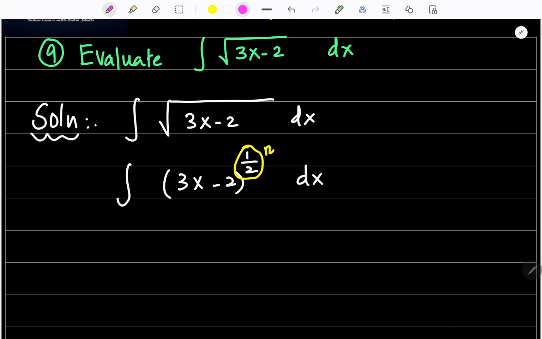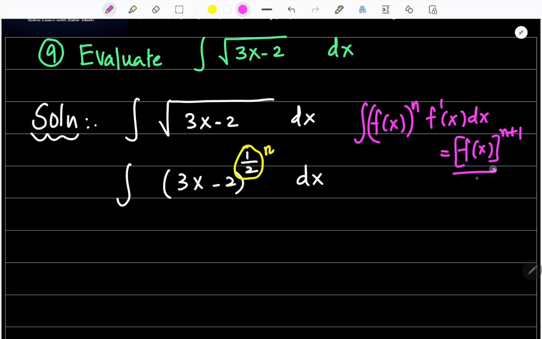Okay, so what is the rule? The rule is the integral of f of x to the power of n and f dash of x into dx. If that is the situation, you can write f of x to the power of n plus 1 divided by n plus 1 plus integrating constant c. Okay, teacher, there is an f of x here. Where is f dash of x, teacher?